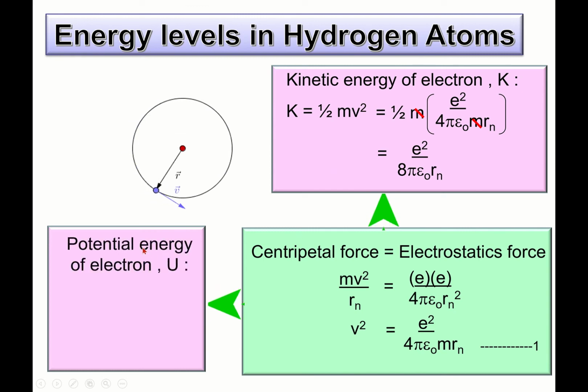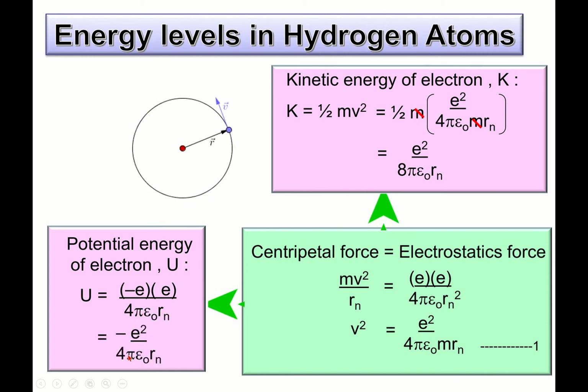Next we are going to determine the potential energy of the electron, U. So U is given by negative e times e divided by 4 pi epsilon naught r. So we get negative e squared per 4 pi epsilon naught r.